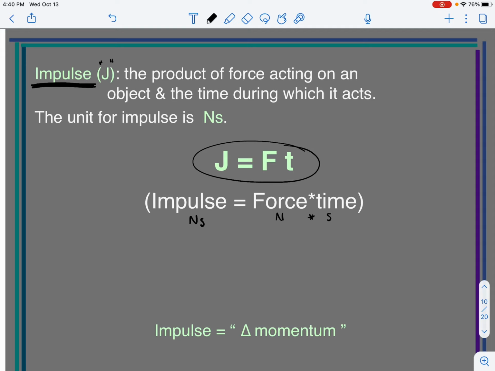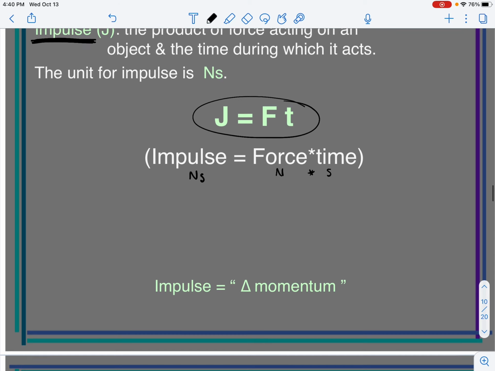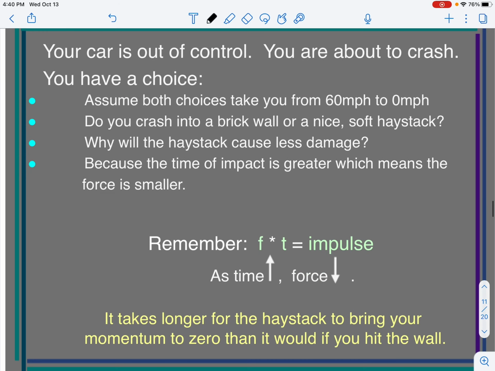Now, if we are talking about relationships here, we need you to understand that force and time are inversely related. So real quickly here, it says, hey, you're about to crash. You're driving 60 miles per hour. Whatever you run into is going to bring you to a stop. So you're going to experience the same change in momentum, or I could say you're going to experience the same impulse regardless of what you run into.